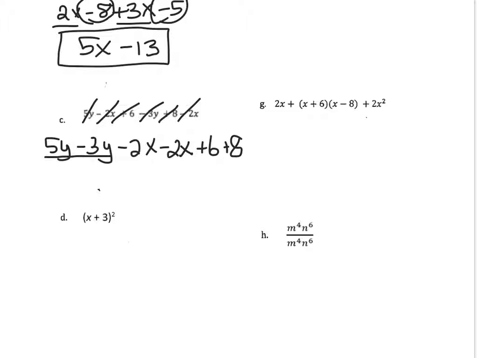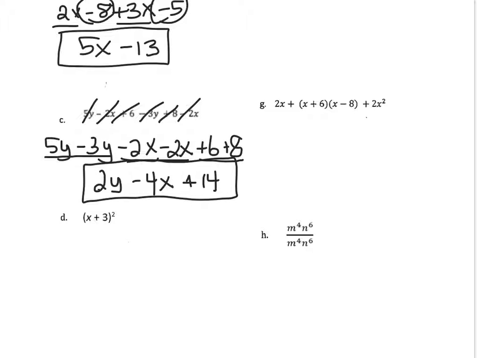5y's minus 3y's is 2y's. Negative 2x minus 2x is negative 4x. And 6 plus 8 is 14. That's your answer. You can't combine anything else. You don't have any like terms. This is a plus sign here.